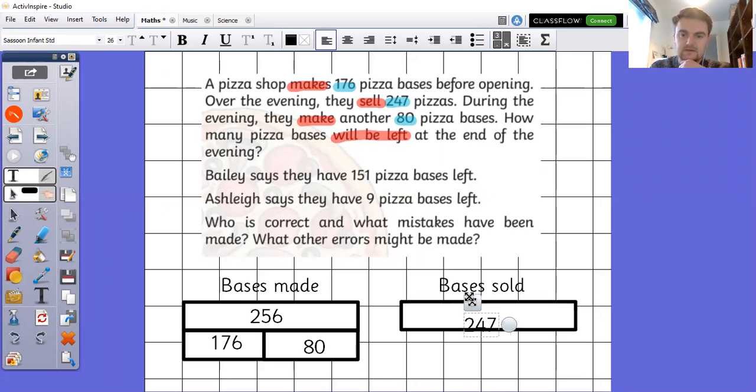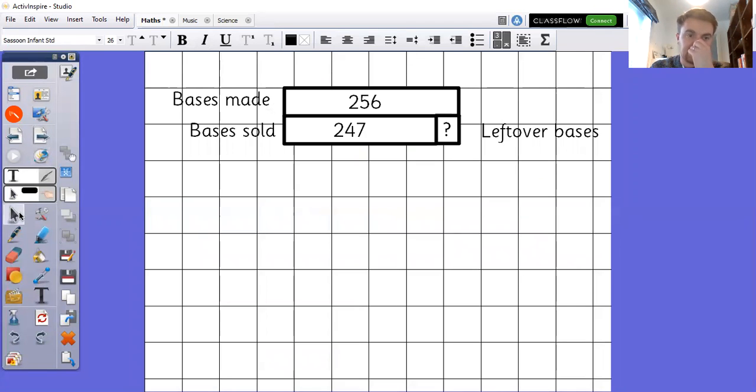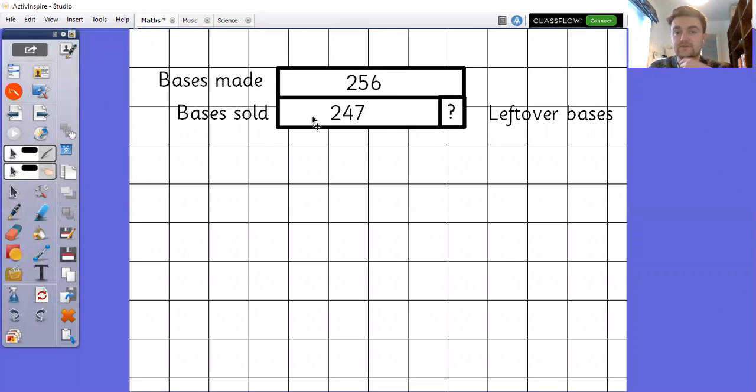Now, the next thing that I need to do is I need to work out how many are left over. So if I have a look at how many bases were made in total, it was 256. They've sold 247 of them, which means that this little bit of my bar model is what's left. So I need to do takeaway. 6 takeaway 7 I can't do, so I will exchange one of my 10s for 10 ones. 16 take away 7.